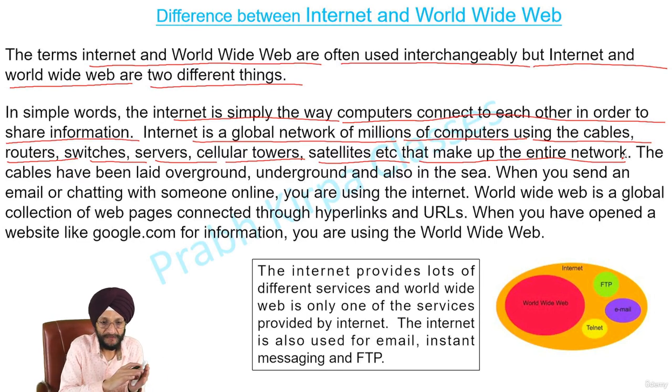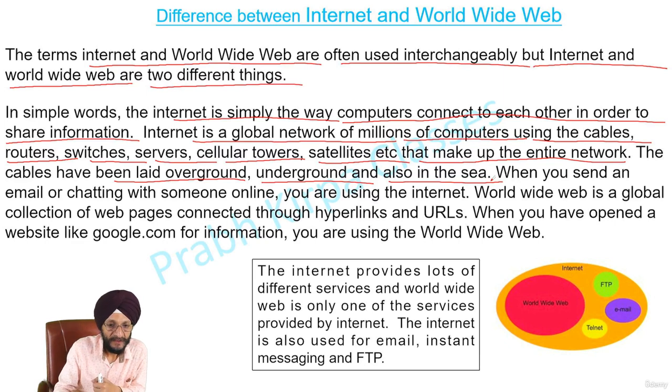For connecting all these computers and other devices, cables have been laid overground. Overground means above the ground. Underground means below the ground. And also in the sea. When you send an email or chat with someone online, you are using the internet.